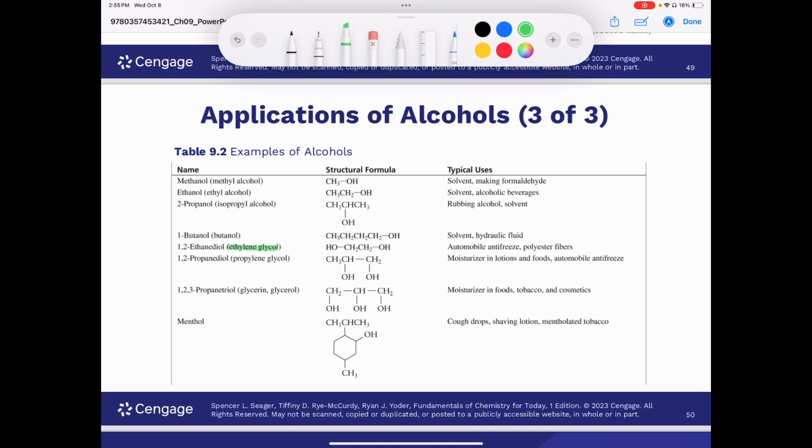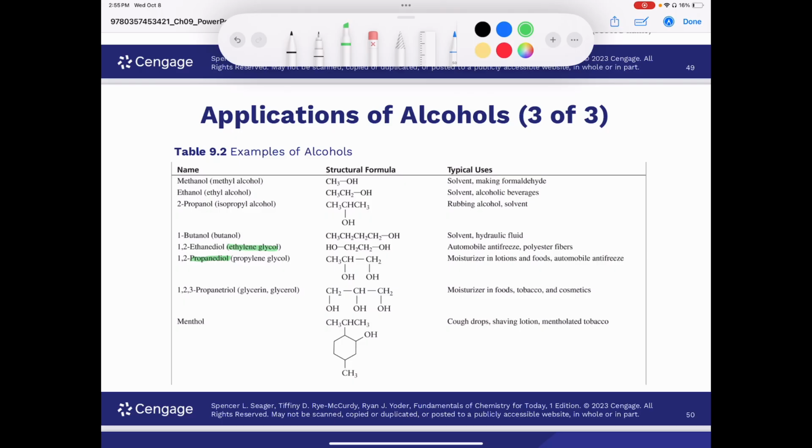Then we have 1,2-propanediol or propylene glycol, which is found in things like lotions. It causes them to be creamy. It's also found in foods, and it's also found in antifreeze. So antifreeze, if it didn't have a bittering agent, would actually be sweet. But anyhow, that's a topic for another conversation. Anyhow, then we have glycerol or 1,2,3-propanetriol.